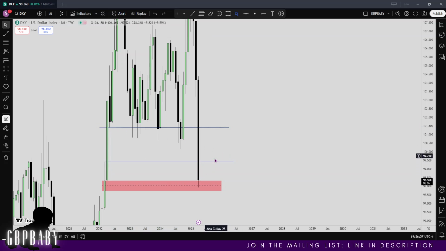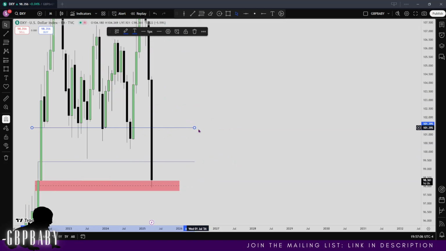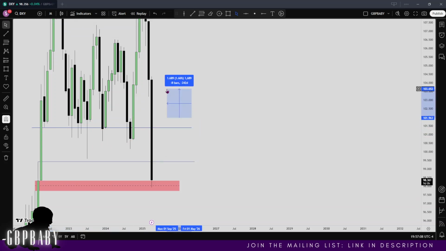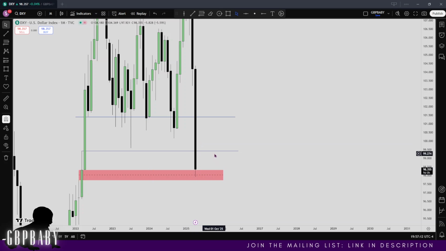So if price is going to return back up to this range at any point, we'd expect it to act as resistance. But that is quite premium, so I'm not really going to focus too much on that. But just for eyes sake, we want to acknowledge that would be an inversion fair value gap, and that we're anticipating price to continue to the downside.